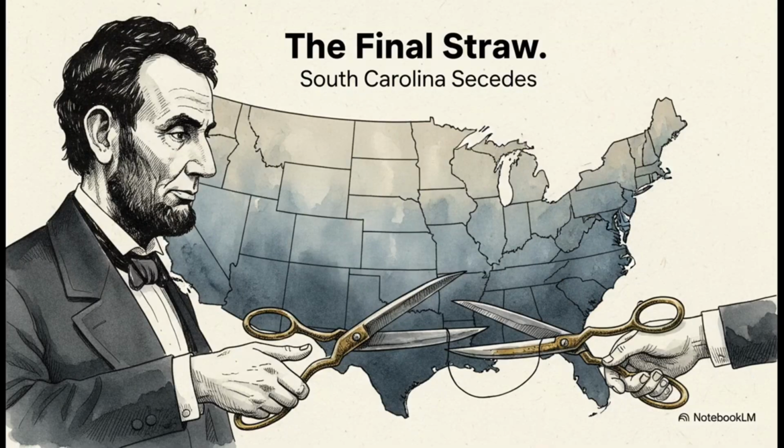And for the South, this was it, the final straw. A man whose whole party was designed to stop the spread of slavery had just been elected president, and he did it without winning a single Southern state. To them, this was proof that they had lost all their power in the Union, and in the weeks that followed, South Carolina led the way out.